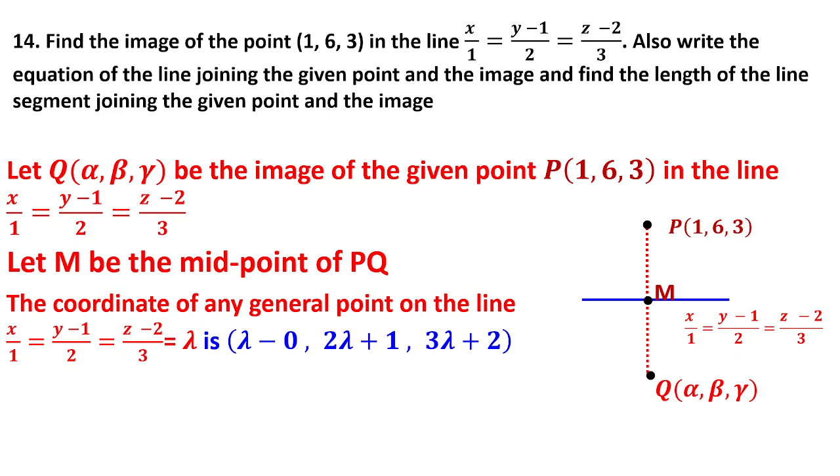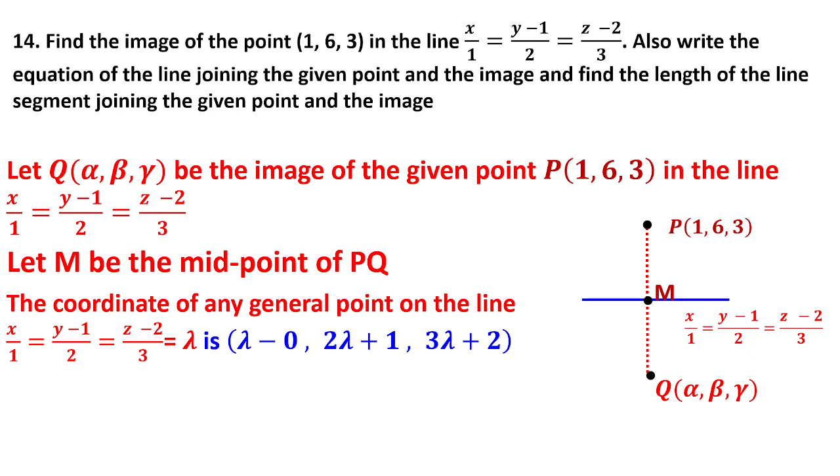This PQ has two conditions. Condition number 1, PQ is perpendicular to the given line. I repeat, PQ is perpendicular to the given line. Condition number 2, the midpoint of PQ, you call it M, will lie on the line. Using these two conditions, we can get the coordinates of Q.